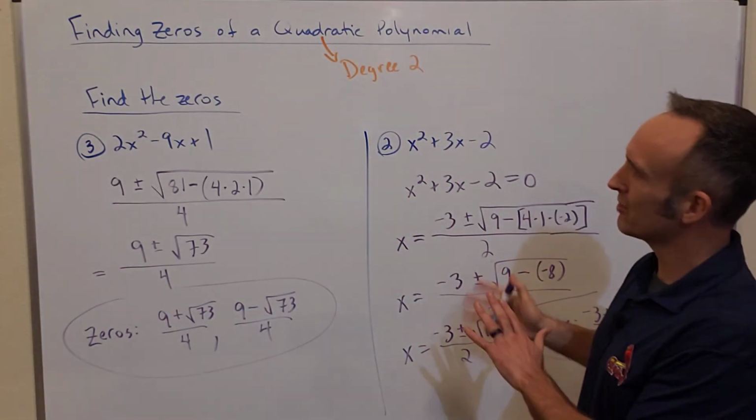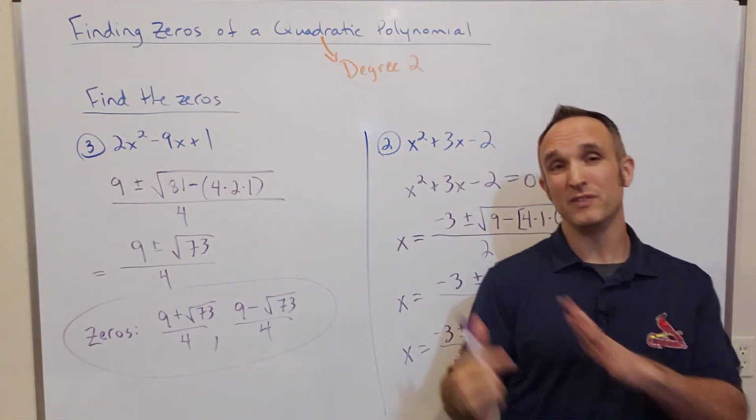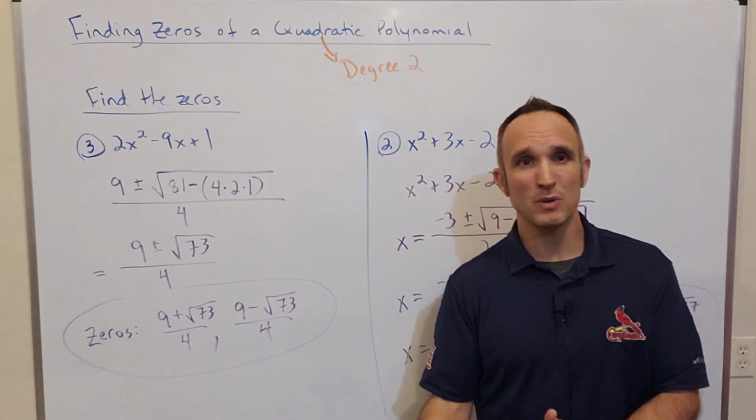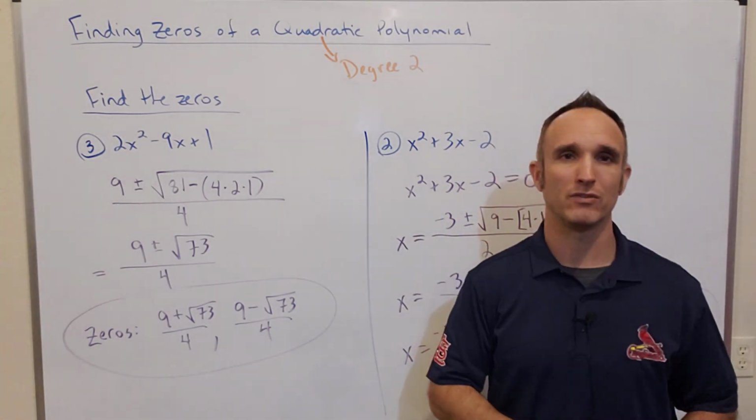So that's how to find the zeros of a quadratic polynomial. Pretty simple. Really simple if you don't have an x term, but if you do have an x term, also simple because you can always depend on this quadratic formula to help you out.